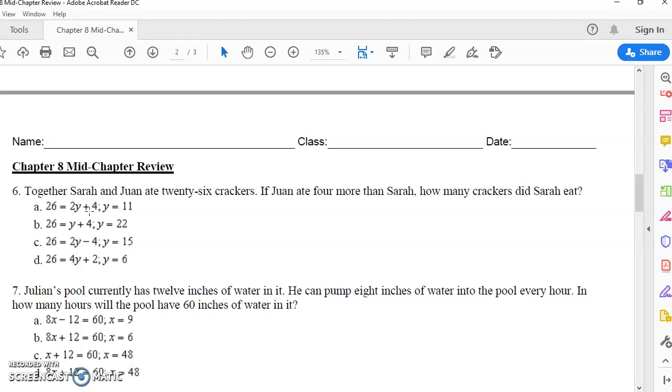So the only or the best solution or equation that goes with this word problem is answer choice A, because 26 is representing how much they ate. The 2 is representing the both of them, which is going to tell how much more Sarah ate than Juan. And when you solve the equation, the solution for y is going to be 11. So the answer choice for number 6 is A.